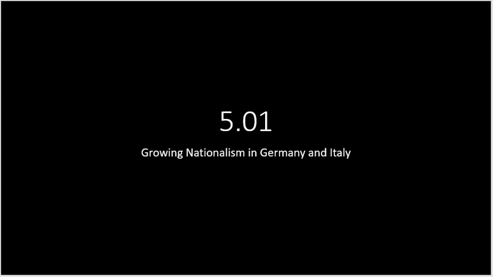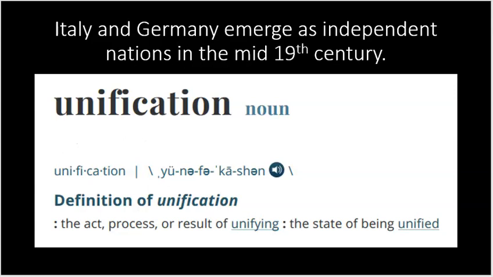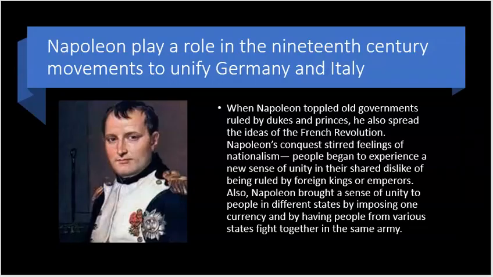5.01 Growing Nationalism in Germany and Italy. Italy and Germany emerged as independent nations in the mid-19th century. Napoleon played a key role in the 19th century movement to unify Germany and Italy.